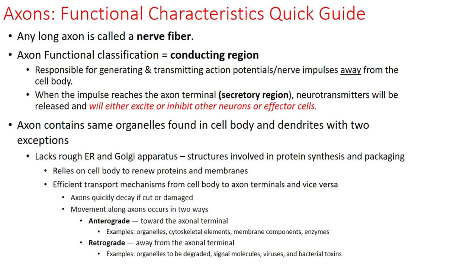That neurotransmitter release will either excite or inhibit other neurons or effector cells, like muscles or glands. And most of the signals that we're talking about traveling in axons are anterograde, meaning that the signal is traveling toward the axon terminals. But in some cases, signals can actually travel from the axon terminals back to the cell body. Many of those signals are actually retrograde and are not action potentials. They instead are going to be things like organelles to be degraded, signal molecules, viruses, or even bacterial toxins that are taken in or found in the axon terminals that need to be sent back to the cell body.